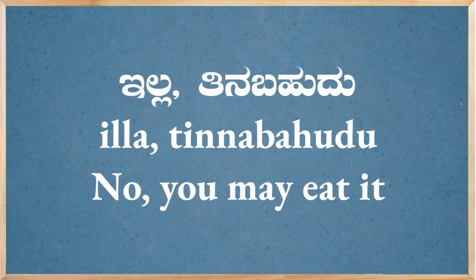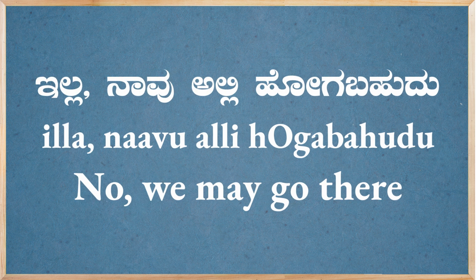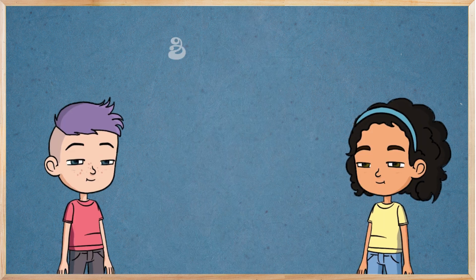We can also answer with no, like it is allowed. ಇಲ್ಲ, ತಿನ್ನಬಹುದು. No, you may eat it. ಇಲ್ಲ, ನಾವು ಅಲ್ಲಿ ಹೋಗಬಹುದು. No, we may go there. Let's look at a conversation which includes definitive imperative forms and prohibitive forms.